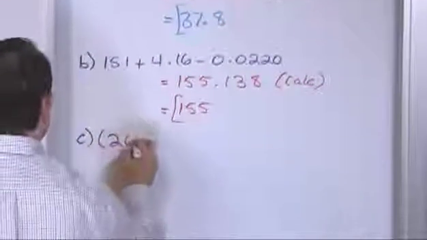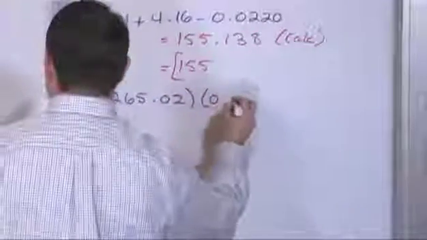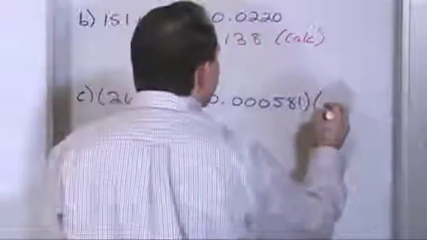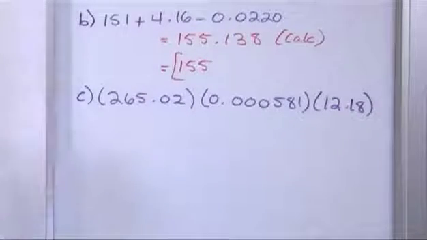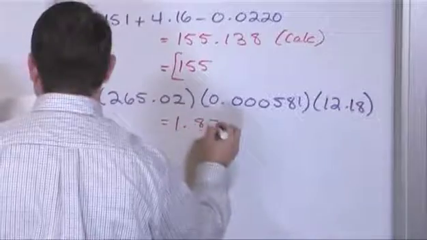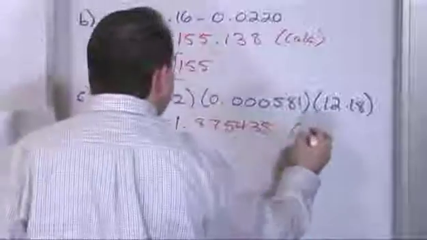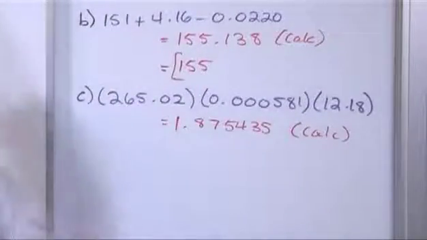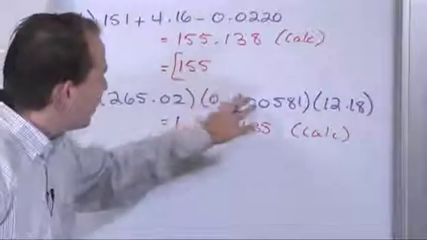Let's do 265.02 times 0.000581 times 12.18. Now, if we put these all in a calculator and multiply them out, what we will get is 1.875435 and some other digits, and we're going to get this in our calculator, like that. But I think you figured out by now we're not going to actually keep all those digits, but here we're not adding and subtracting, we're multiplying.